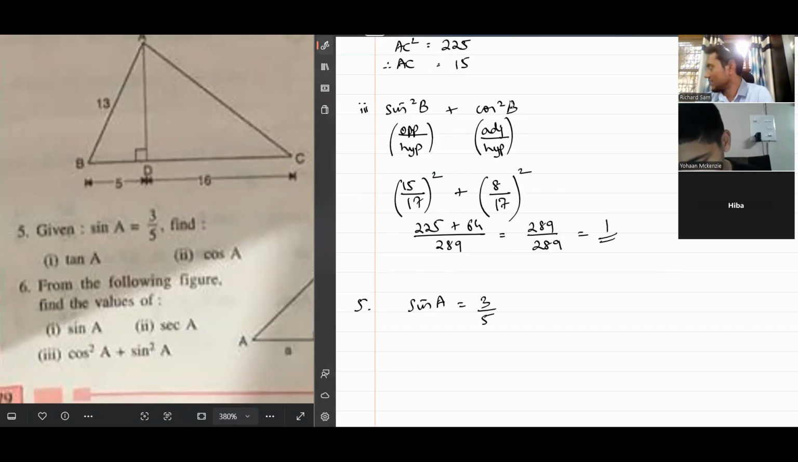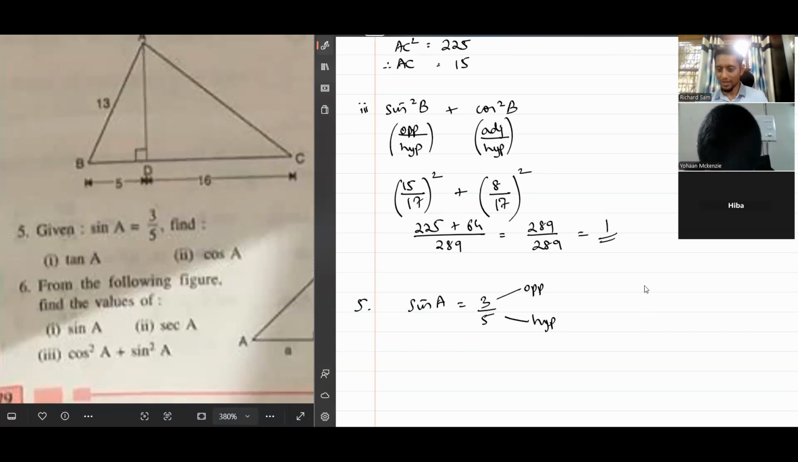We're not using that identity. We don't have that right. We just have sine A is equal to 3 upon 5. So we have to think of what the sine formula is. That means this 3 represents opposite and this 5 represents hypotenuse, because sine theta is opposite upon hypotenuse.